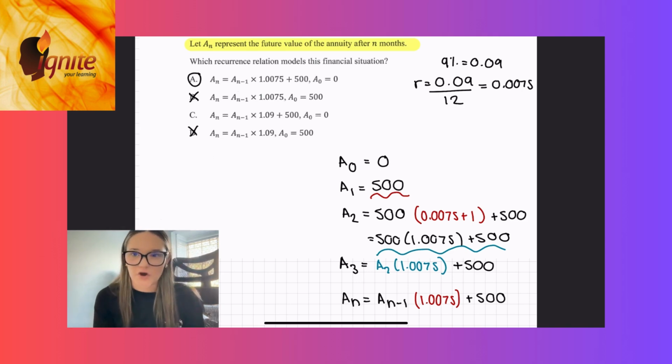So that's how you answer those recurrence relation questions without the use of any GPs. You're looking for just a pattern there and seeing how you can write that in terms of A_n, and usually A_(n-1) as well. So hopefully that helps.